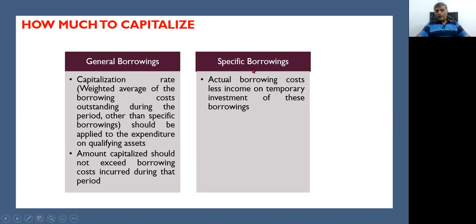If it's a specific borrowing, you can take the actual borrowing cost, unless you have to subtract any income on the temporary investment of these borrowing costs. Whereas if there is a general borrowing, then you need to arrive at a weighted average borrowing rate, the capitalization rate, and then apply that rate on the expenditure incurred on the qualifying assets. But take care to ensure that the amount which is getting capitalized does not exceed the actual interest cost which you actually incurred during that period.